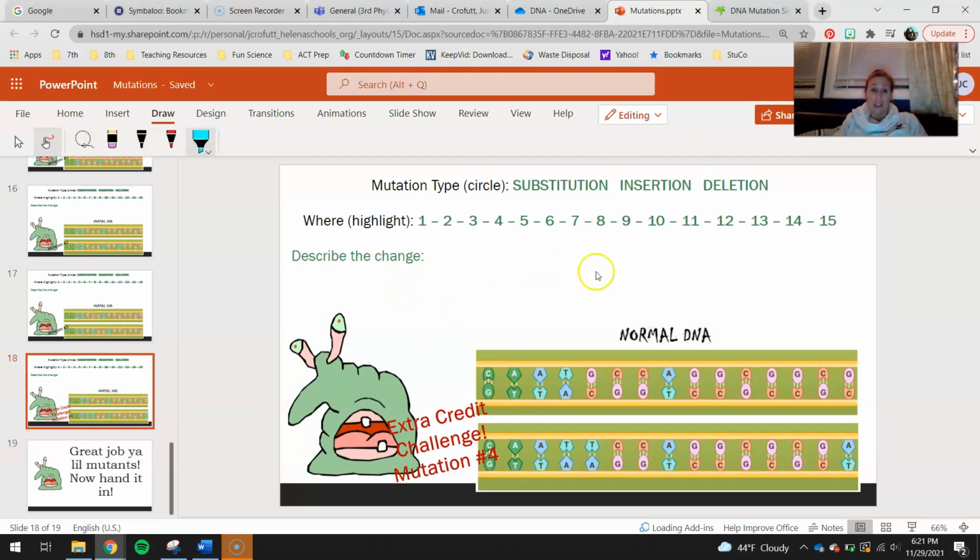I do want everyone to do this. It's a challenge. If you get it right, great, you get the point. If not, you still get 100% if you did the whole assignment.